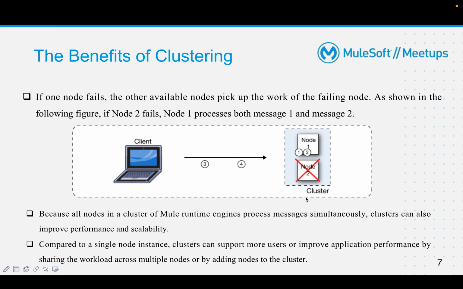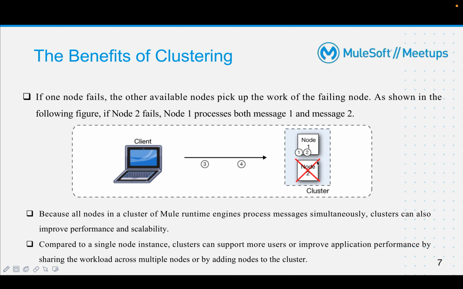And over here you can see the benefit. If node 2 goes down, node 1 will take care of all the requests. So I have received 2 requests, but when both the nodes are up and running, one request will go to node 1, another request will go to node 2. But when node 2 goes down, node 1 will take care of both the requests.